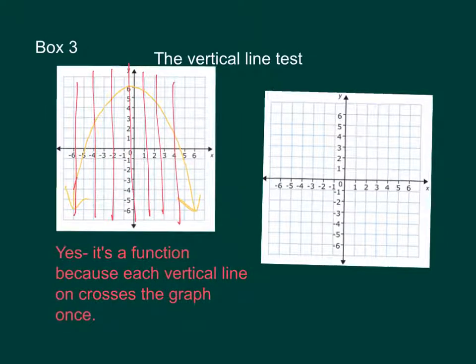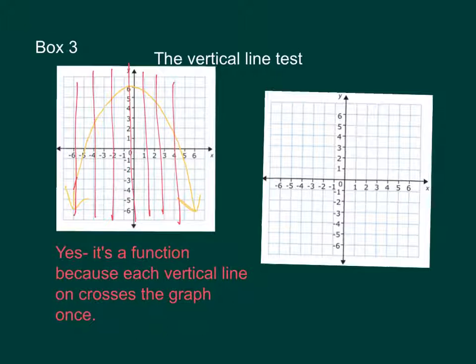Alright, so make sure you copy this down. You draw your graph, you draw your vertical line test, and you would write this. You say yes, this is a function, because each one of these vertical lines only hits the graph once. So copy that down in box 2.